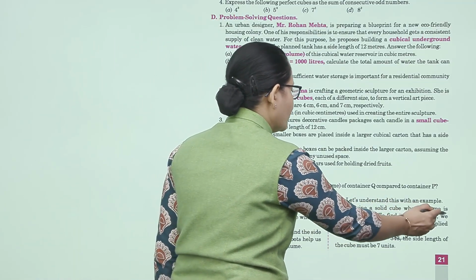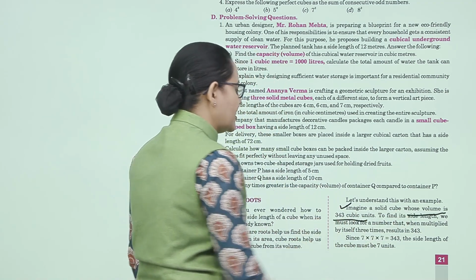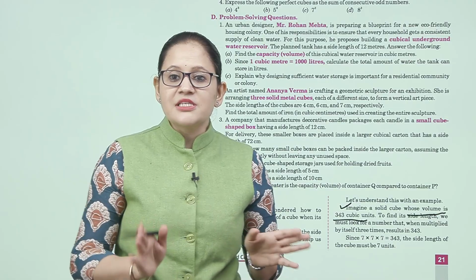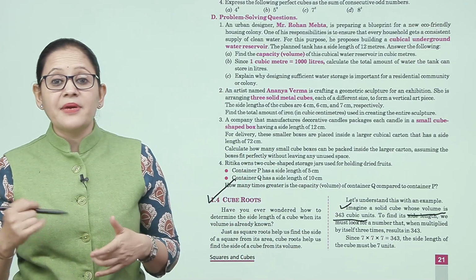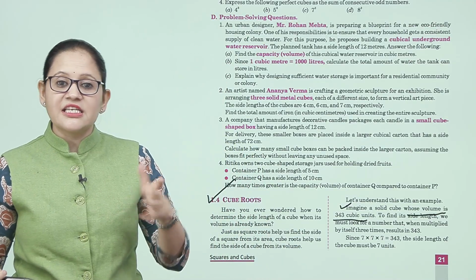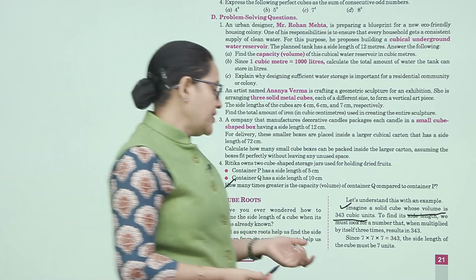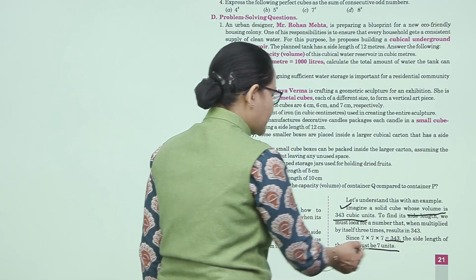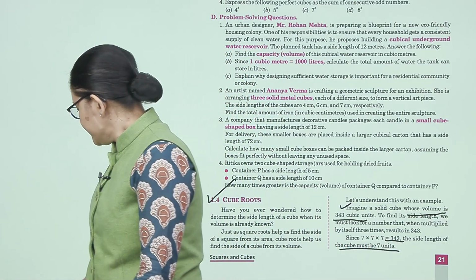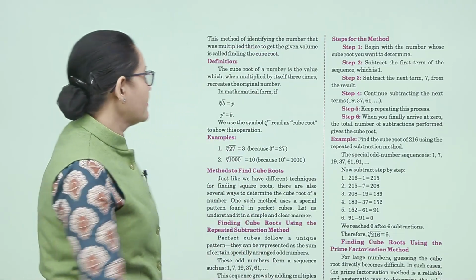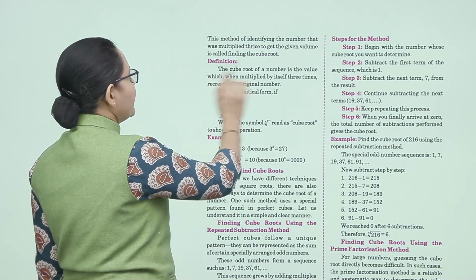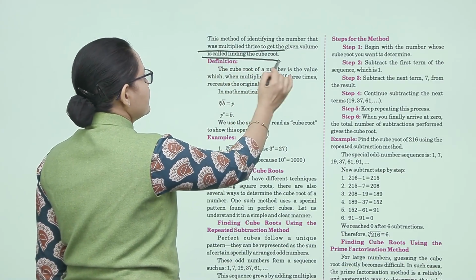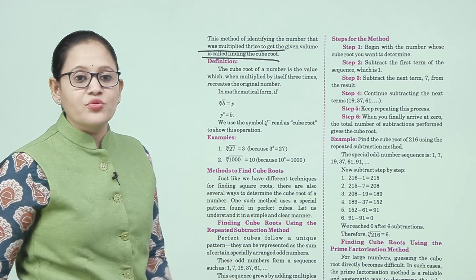Imagine a solid cube whose volume is given as 343 cubic units. Now we have to find the length. We must look for the number that we multiply by itself 3 times, and the result is 343. Since we know that 7 into 7 into 7 is 343, the side length must be 7 units. This method of identifying the number which, multiplied thrice, gives the volume is known as finding the cube root.